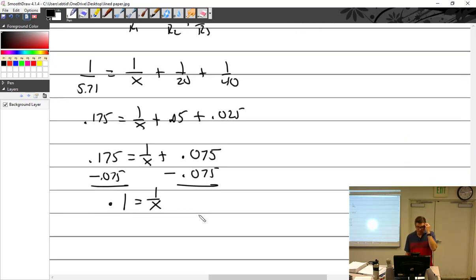And then we invert, or divide both sides by 0.1, I guess you will. So we get x equals 10. That's way too complicated. I'm not going to do that. Yeah, I divided both sides by 0.1. So 1 divided by 0.1, x equals 10. Yeah. Not going to do that.